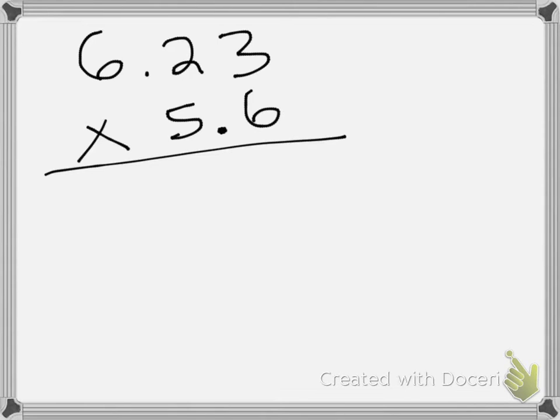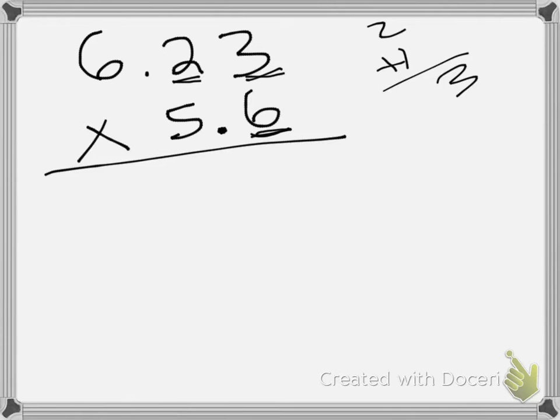But also remember, however many decimal spots are in the original problem is how many will be in the answer. So if we look at this one, we've got 2 decimal spots. And in this number, we only have 1. So when you add those together, we're going to have 3 decimal spots in our answer.